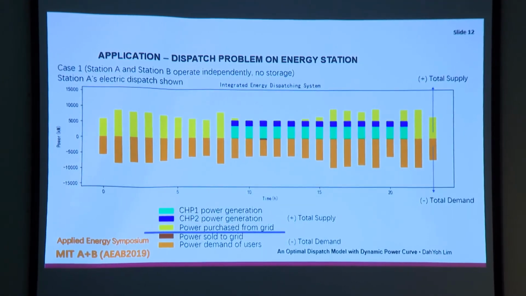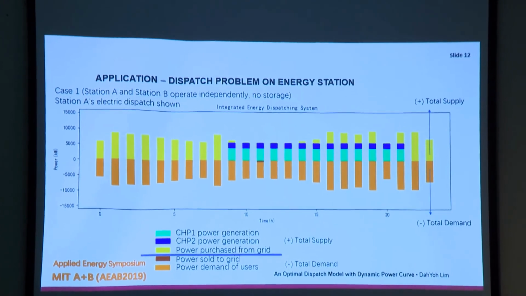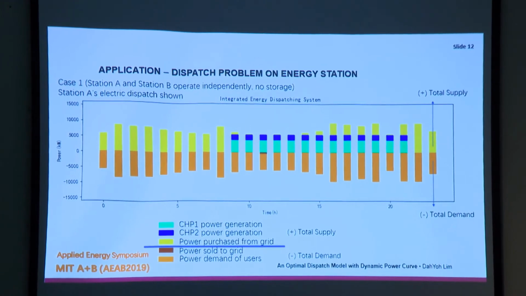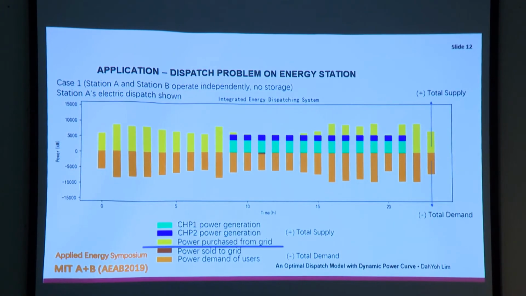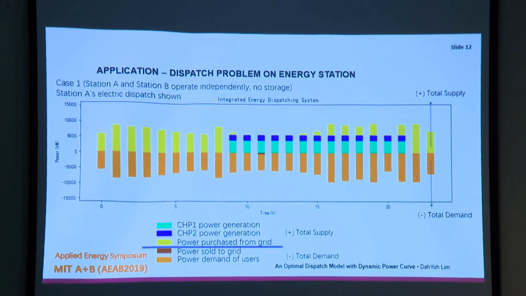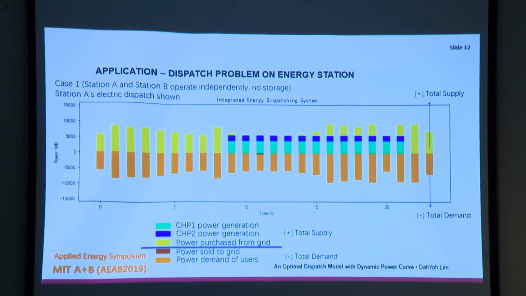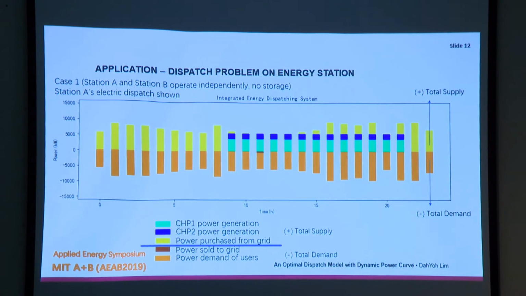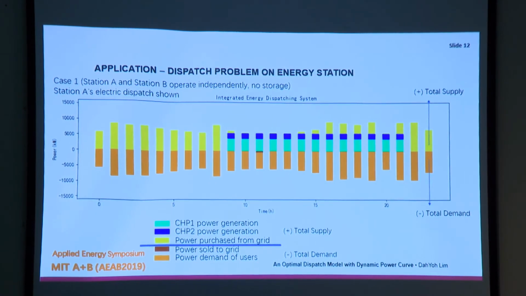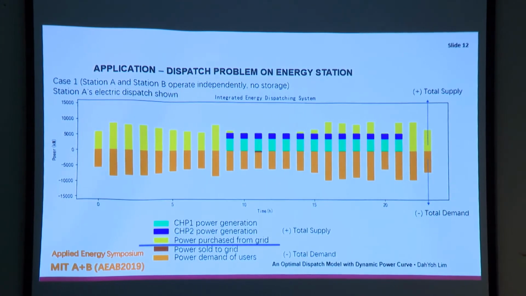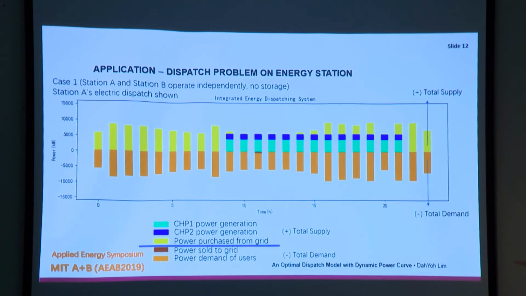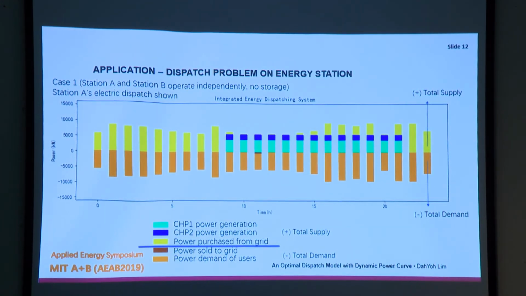And here's case 1. So again, this is only the electricity dispatch, not the steam. You can see that the positive part is a supply. You have various different types of supply. You can buy it from the grid, which is the yellow parts. You could generate it yourself using CHPs 1 and 2, different colors. And then the lower part is the demand. So here we only have the power demand of users and possibly some power sold to the grid. There's a little bit here.